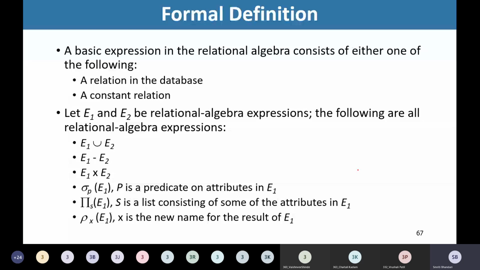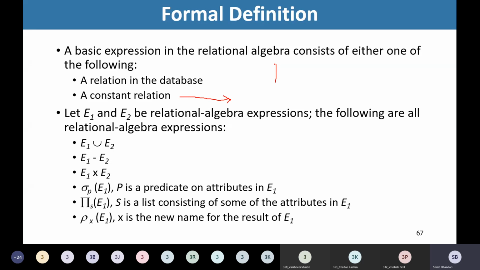Okay, and a basic expression in relational algebra consists of either a relation in the database or a constant relation. So while writing relational algebra queries or expressions, we make use of either a relation in the database or we may have a constant relation. So what do we mean by a constant relation?